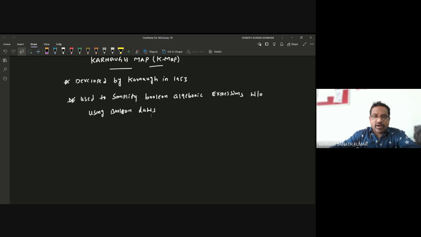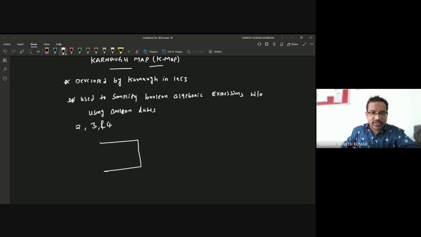Okay, so how many Karnaugh maps are there? You have 2 variable, 3 variable, and 4 variable Karnaugh maps. So this we will see. First we will see the 2 variable Karnaugh map.